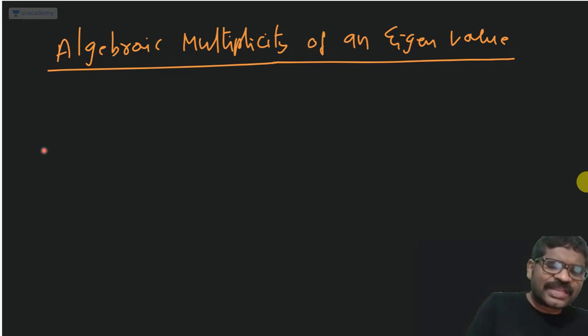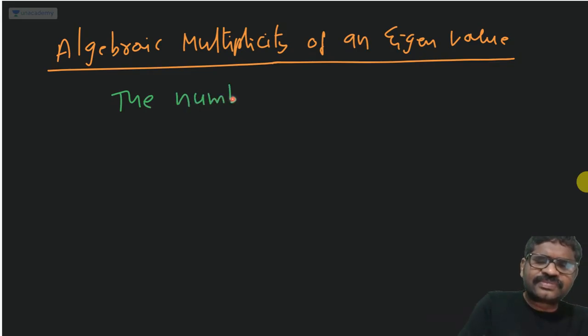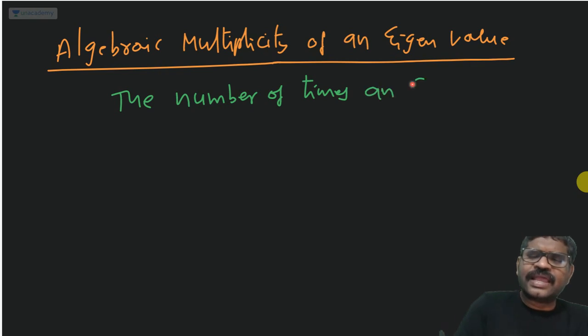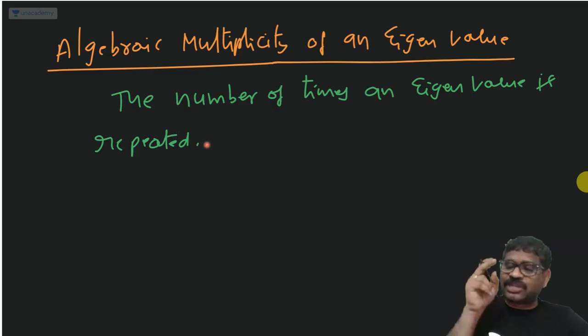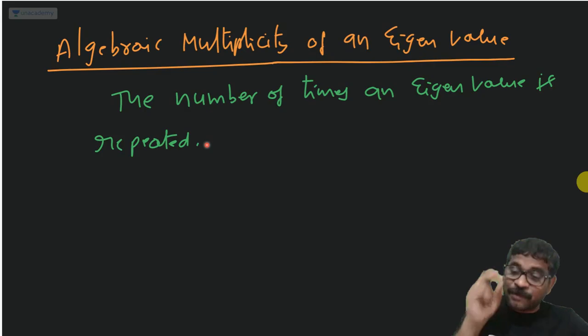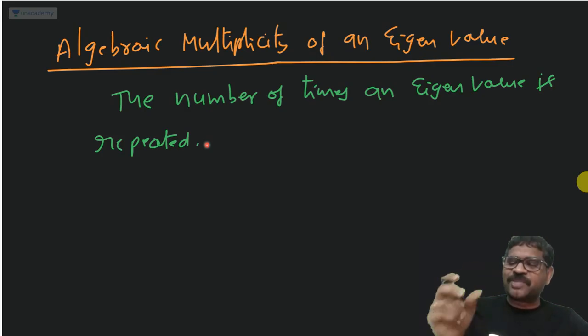Very simple. Simply, I am writing: the number of times an eigenvalue is repeated. How many times an eigenvalue is repeated, that number is known as algebraic multiplicity.